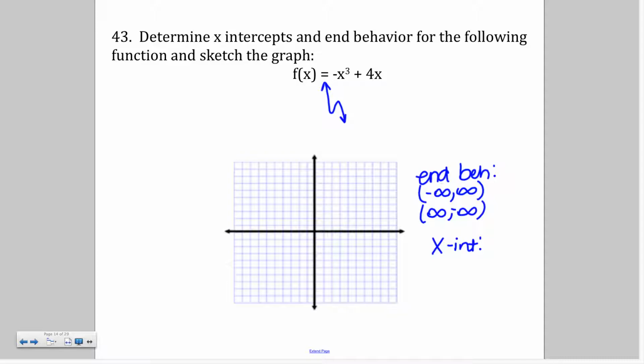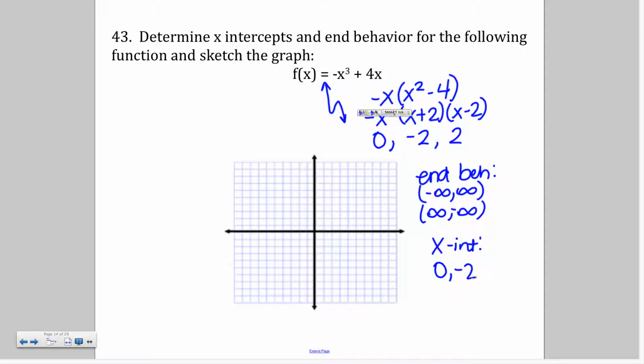All right, then I'm going to factor it out. I have a GCF. I'm going to take out a negative x. When I do that, I'm left with x squared minus 4. That's the difference of squares, x plus 2, x minus 2. And that's negative x. Now I'm going to set all that equal to 0. And I get 0, negative 2, and a positive 2. So that's my x-intercepts: 0, negative 2, positive 2. So let's go ahead and put those on the graph.